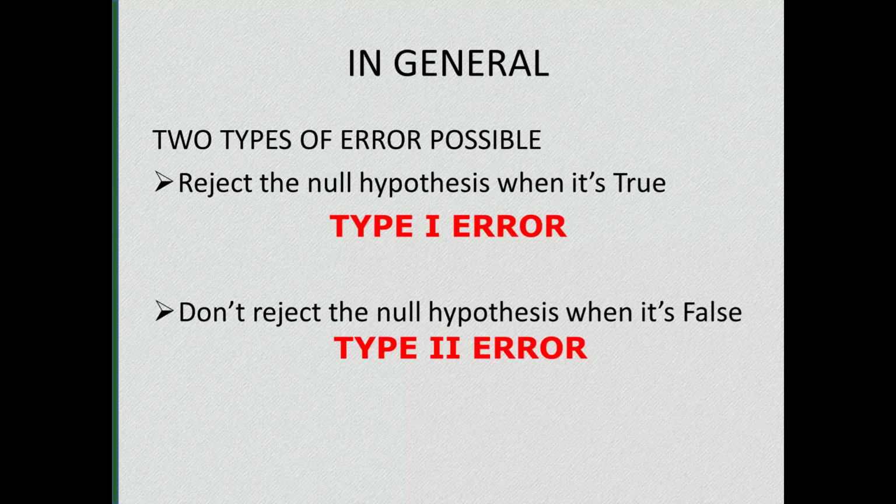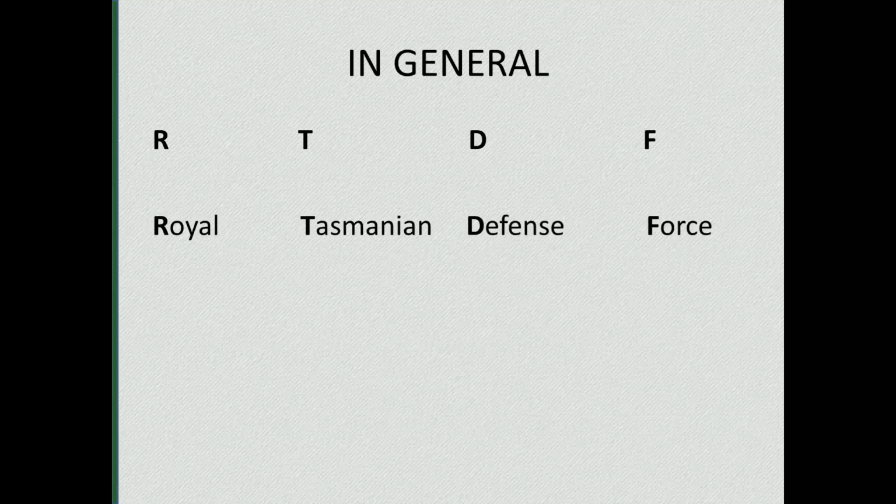Here's some help in that direction. Reject the null if it's true. Don't reject the null if it's false. R, T, D, F. R, T, D, F. This, of course, stands for Royal Tasmanian Defence Force. Don't laugh. It's stupid, but it works.